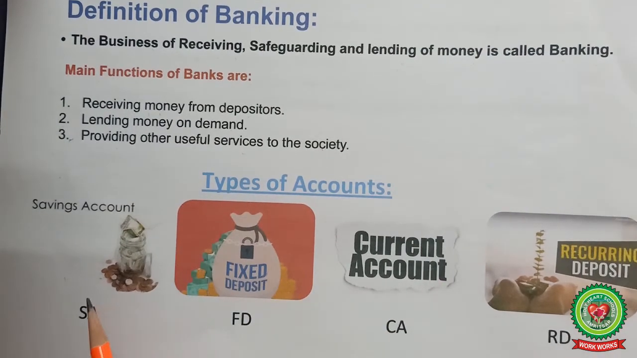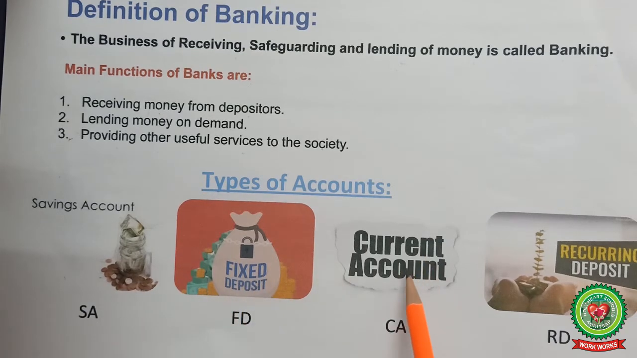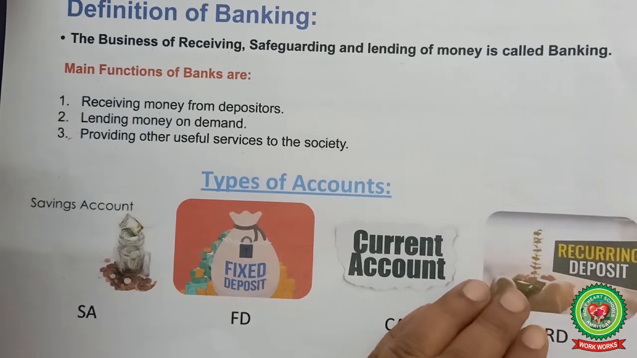Types of accounts. It has four types: saving account, fixed deposit account, current account and recurring deposit account. Today we are going to discuss recurring deposit account.